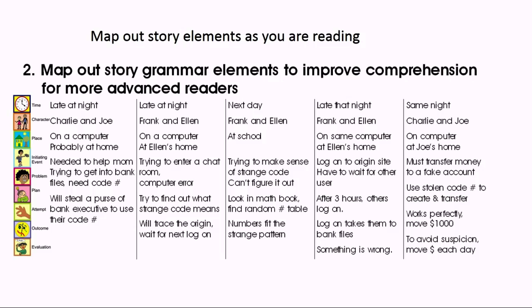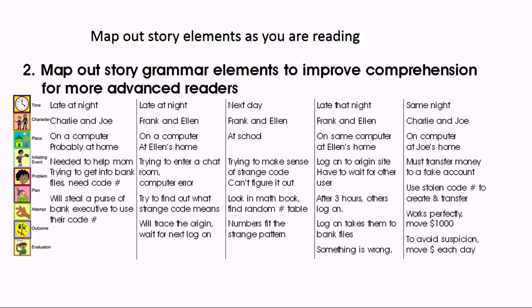And the initiating event: they were trying to enter a chat room. And problem: they kept getting a computer error. And their plan: try to find out what this strange code means. And so their attempt will trace the origin and wait for the next logon. So they're going to set up a trap for somebody.